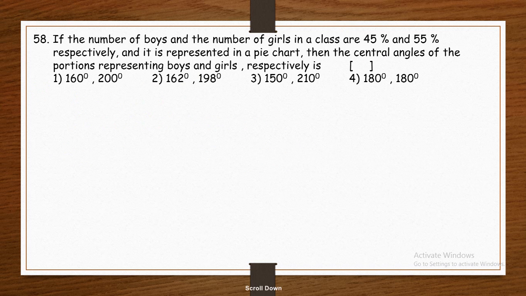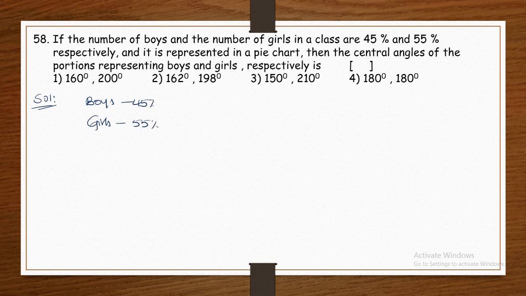Next, moving on to question number 58. If the number of boys and the number of girls in a class are 45% and 55% respectively, and it is represented in a pie chart, then find the central angles of the portions representing boys and girls respectively. So boys is 45%, girls is 55%. These are the things that are given. Now it is asking you to find the central angles.